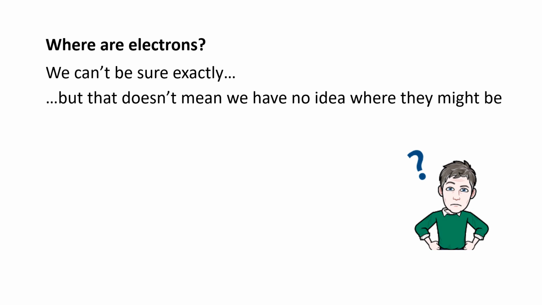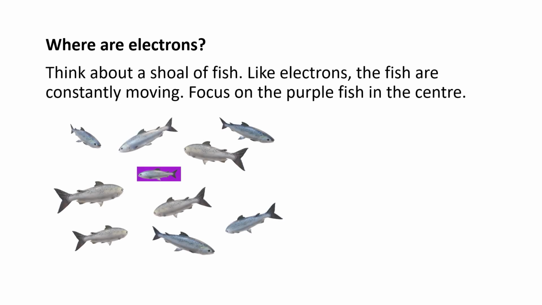It is not possible to know exactly where an electron is at any given time, but that does not mean that we have no idea where an electron might be. Think about a shoal of fish. Like electrons, the fish are constantly moving. Focus on the purple fish in the center.